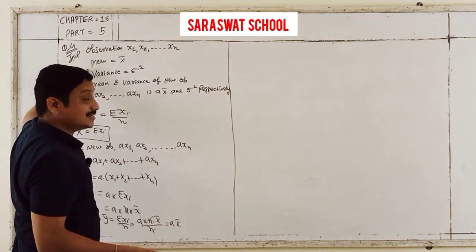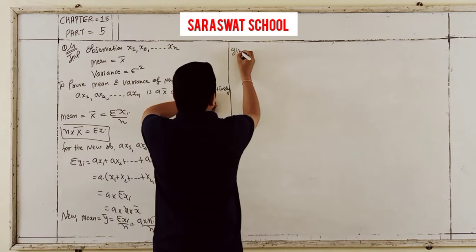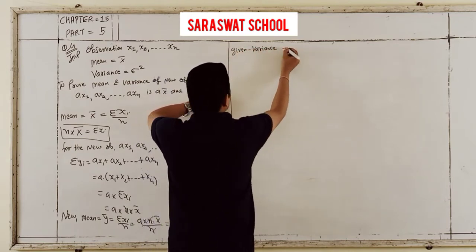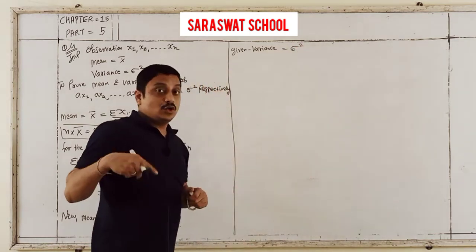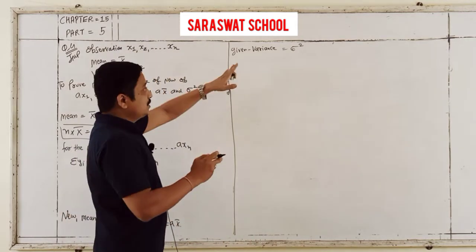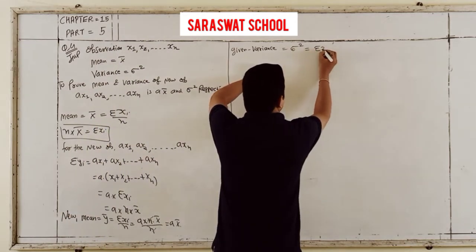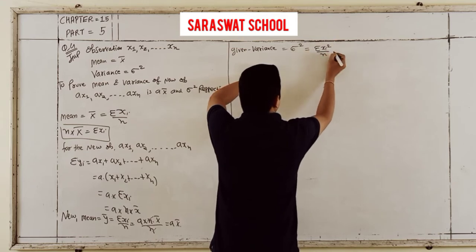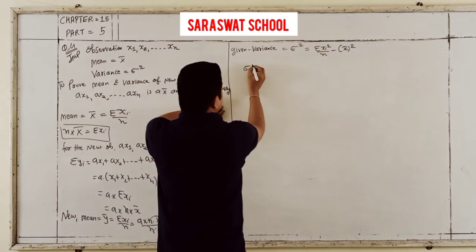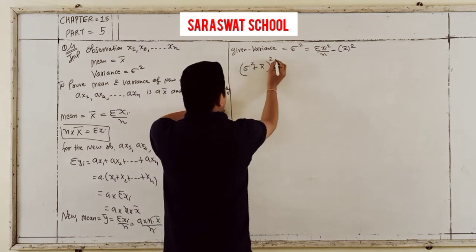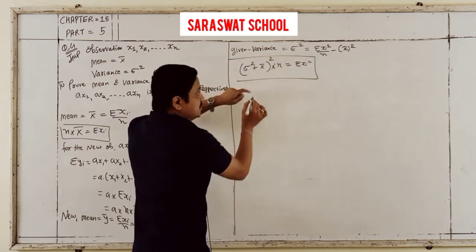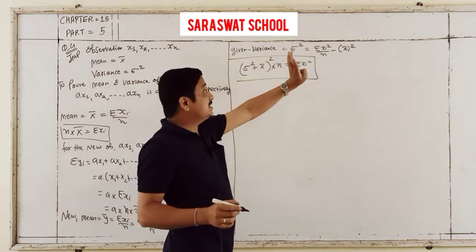Now I start the old variance and new variance. Continue, given variance, it is the same as sigma x square, and the new variance I will start now. This formula, students, you know: sigma xi square by n minus mean square, and the value is simply sigma xi square equals sigma square plus x bar square into n. I just take it left to right, multiply by n.